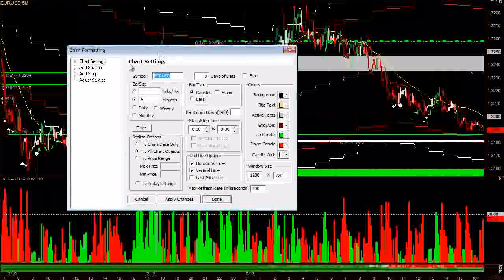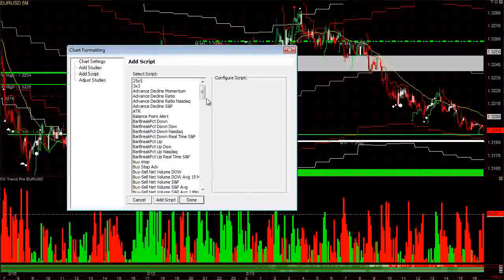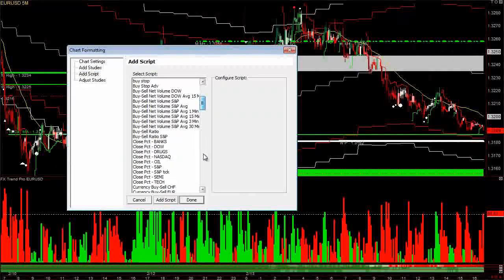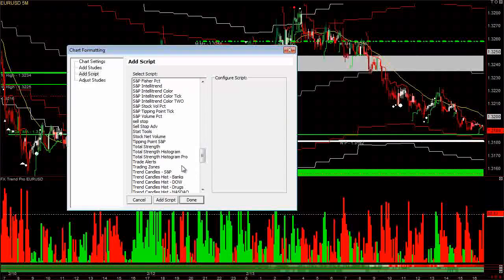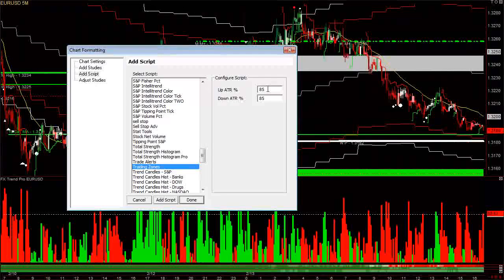Right click on the chart, go to add script, and it's alphabetical, obviously. You go down to trading zones. You want to leave these set like this. This is an advanced feature, and what it means is we start showing these likely highs and lows when the price moves 85% of what it normally does in a given day.